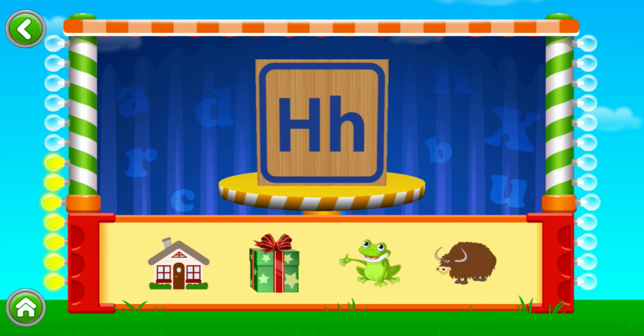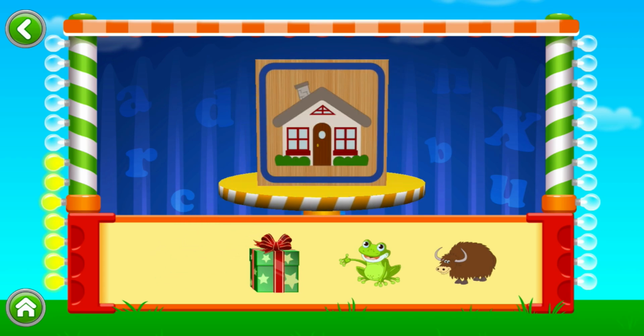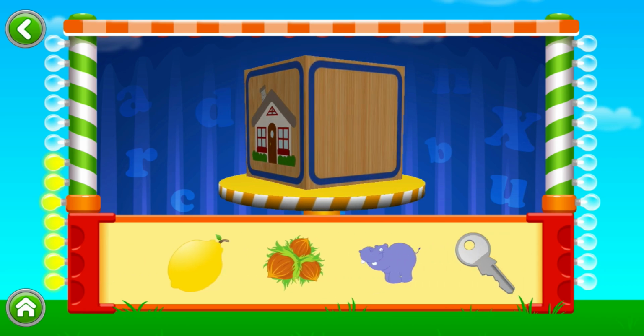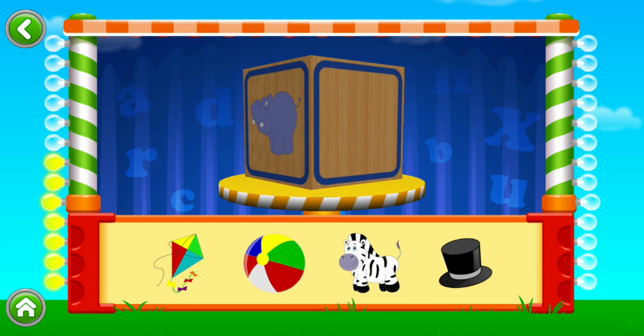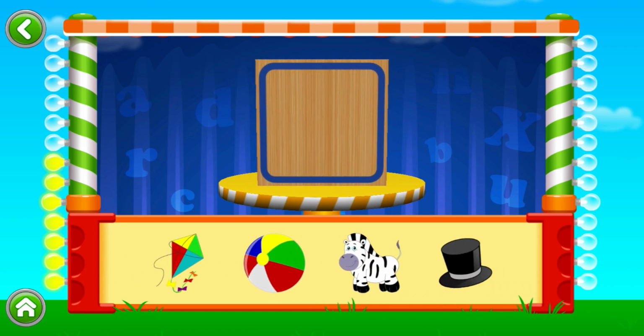H, ha. House. Go ahead and turn the letter cube. Hippo. Now, let's do the next side. Hat.